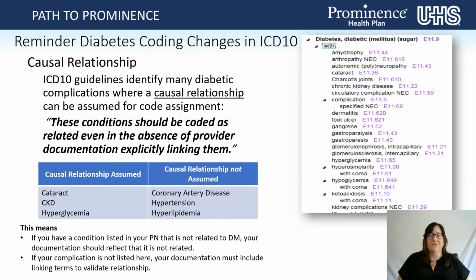When a causal relationship cannot be assumed are with diagnoses such as coronary artery disease, hypertension, or hyperlipidemia. This means if you have a condition listed in your progress note that is not related to diabetes mellitus, your documentation should reflect that it is not related. And if your complication is not listed here, your documentation must include linking terms to validate the actual causal relationship.